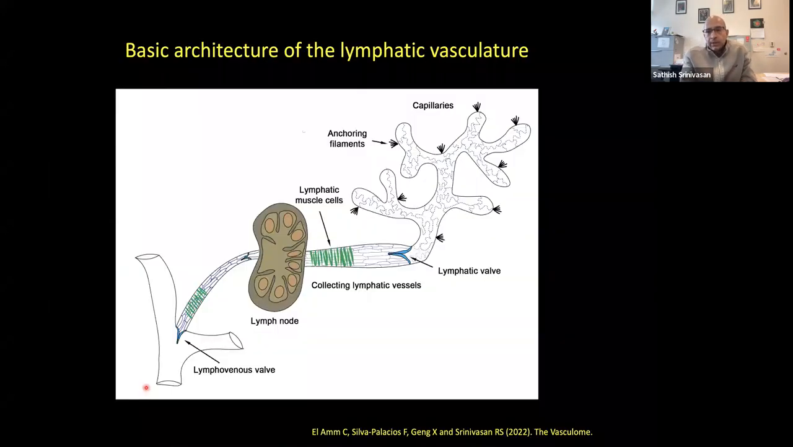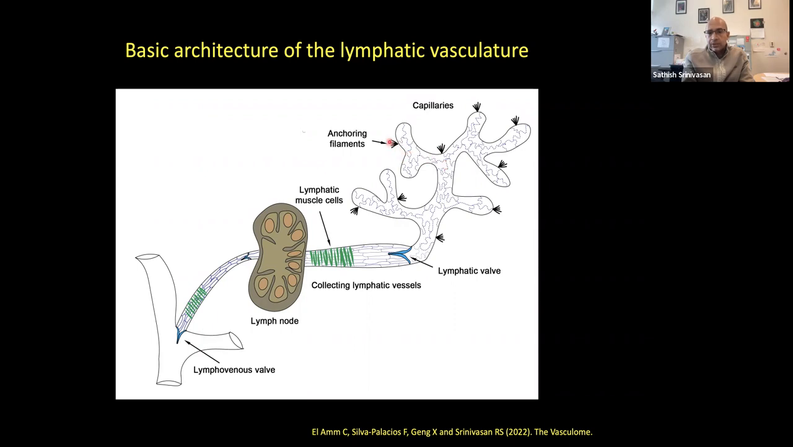So let me start with the very basic information about the lymphatics. So the lymphatic vasculature is a hierarchically arranged vascular tissue. So you have the capillaries. The lymphatic capillaries are the main functional units of the lymphatics. They have what are known as button-like junctions with a lot of gaps in between. And through these gaps, the interstitial fluid or immune cells are able to enter the vessels, the lymphatic capillaries.